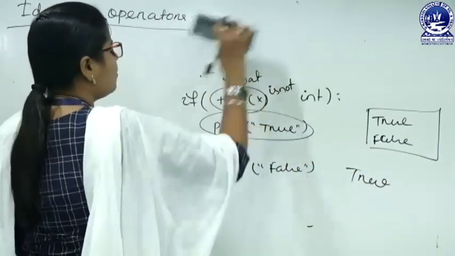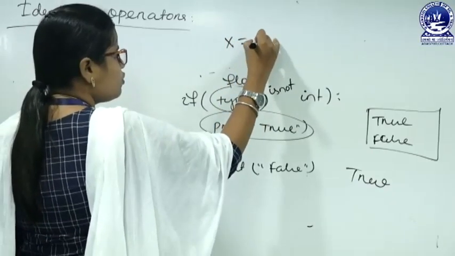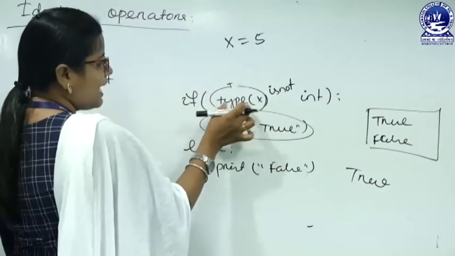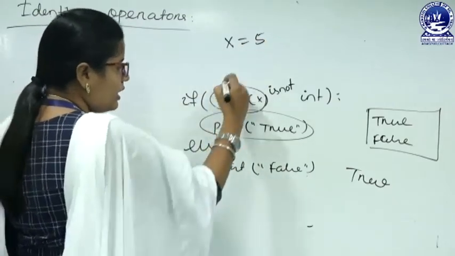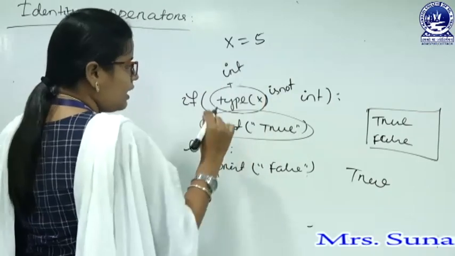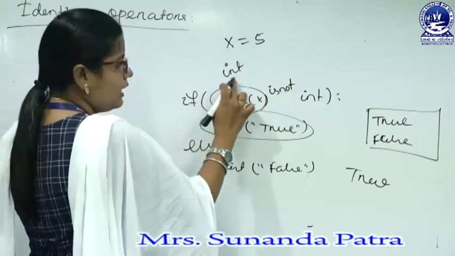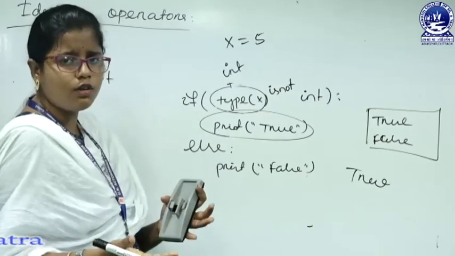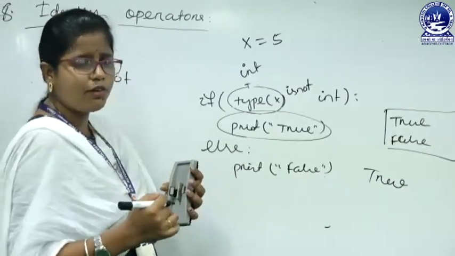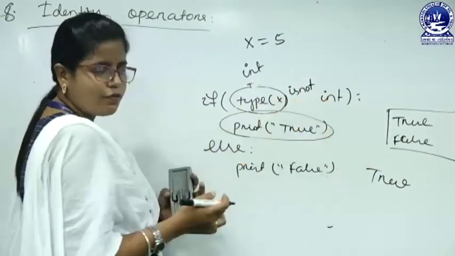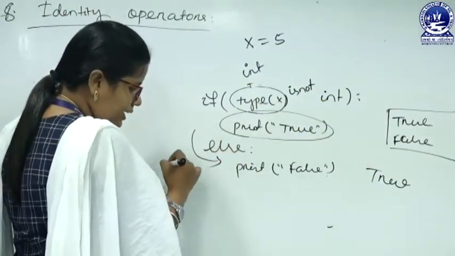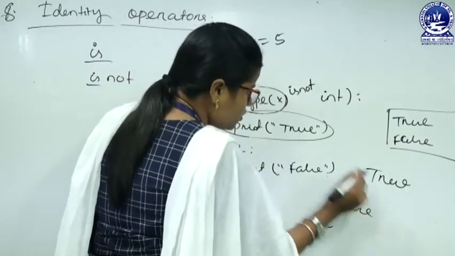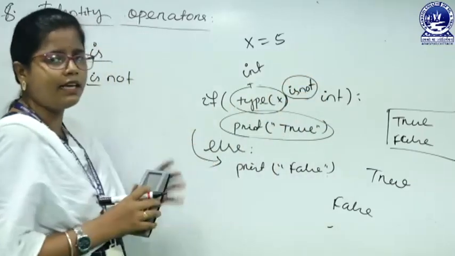If I change the variable value to x equals 5, okay, so what will be the output? The type of x, 5 is what? Int, then it will return int. Then try to execute. Int is not int, true or false? Obviously false, because int is also int. How can int be different from int? So int is not int is false. Then the else block will get executed, that is false.